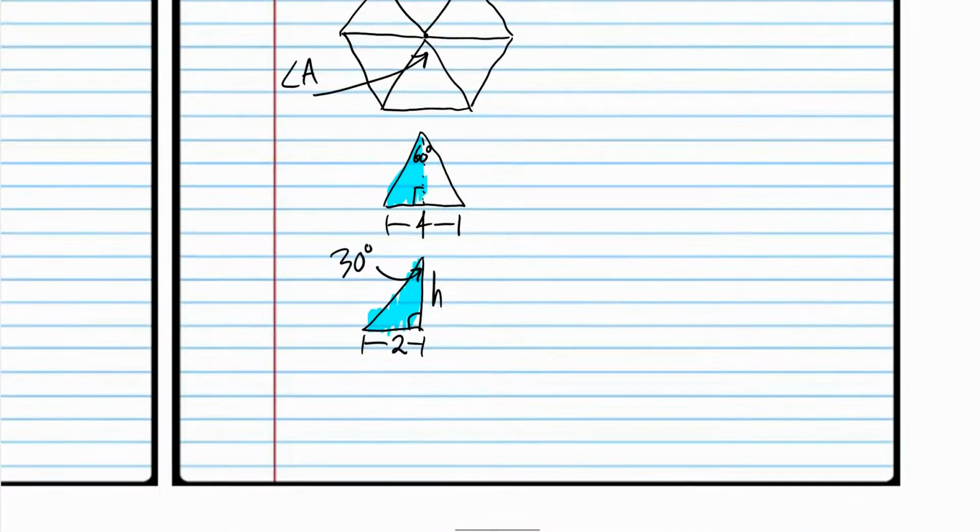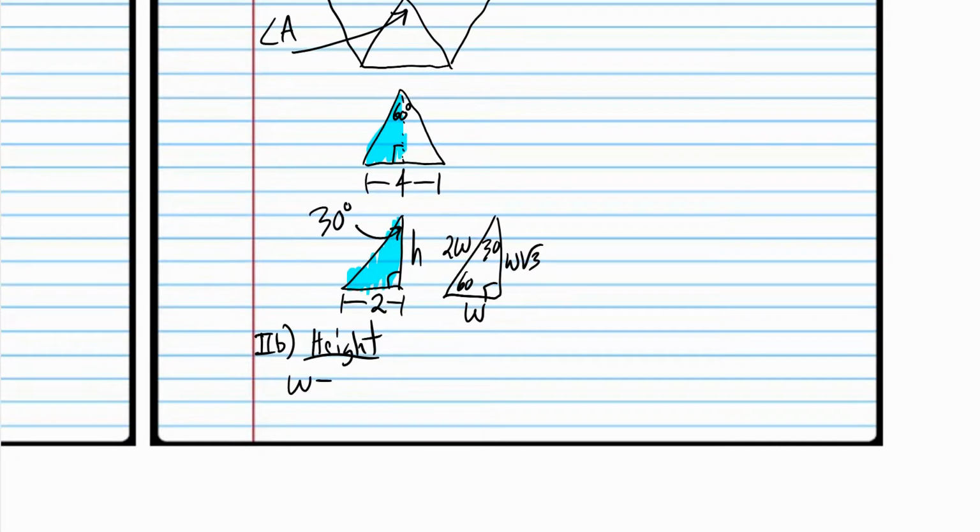So we have to use a special triangle, it looks like. So we're going to use a 30, 60, 90. And we have 2w as usual, and w root 3. So height, that's step 2b. W is equal to 2, and the height is equal to w times root 3, which is equal to 2 root 3.